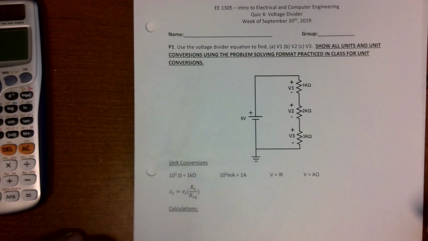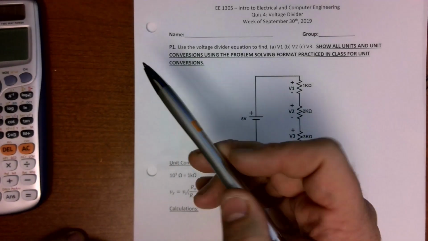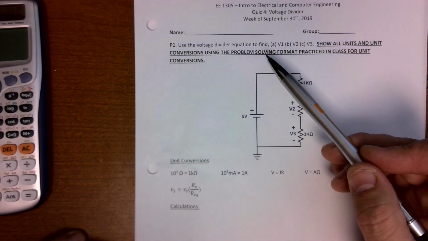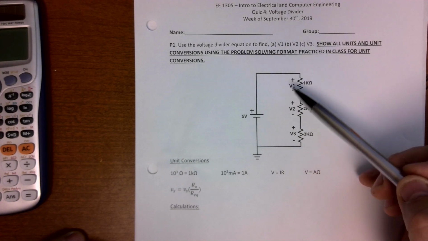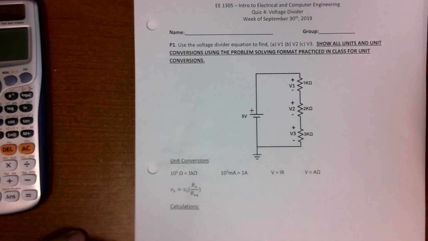Hello, this is the solution being worked for Quiz 4, voltage dividers, in EE1305 at UTEP for the fall of 2019. Today's quiz question asks: use the voltage divider equation to find the voltage drop across V1, the voltage drop across V2, and the voltage drop V3. Show all units, unit conversions, and use the problem solving format, practice for conversions.